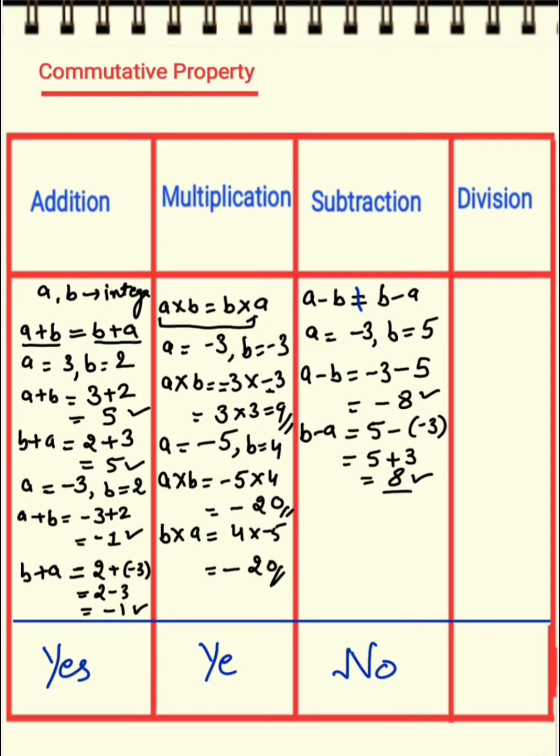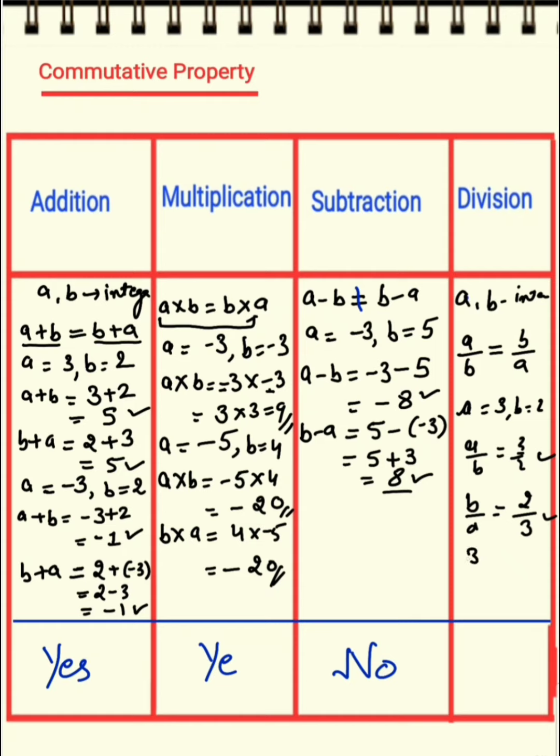Now let's do this property for division. According to this property, if a and b are two integers, then a divided by b equal to b divided by a. Is this correct or not? Let's see this. Let's take a 3 and b 2. Then a upon b is equal to 3 by 2 and b upon a is equal to 2 divided by 3. We know this 3 by 2 is not equal to 2 by 3. So we can say that this property is incorrect. So we can say that integers are not commutative under division. So we'll write here no.